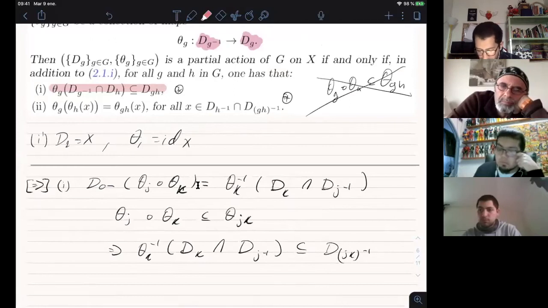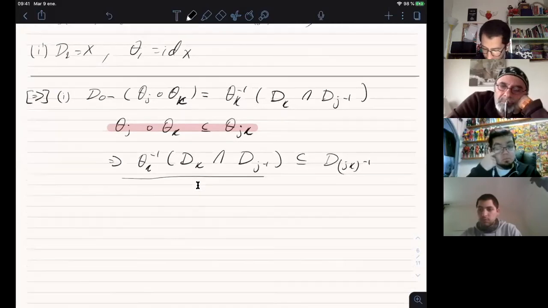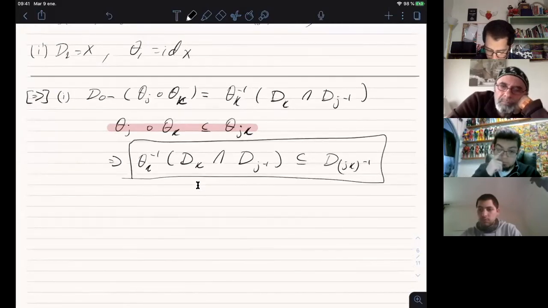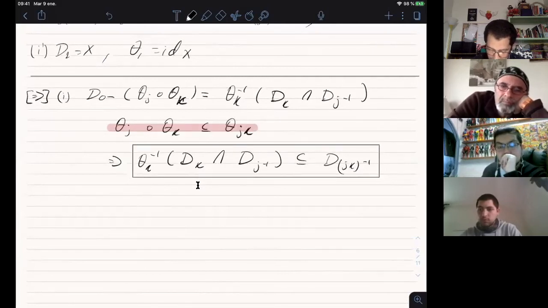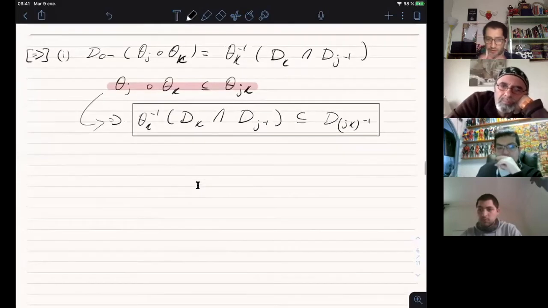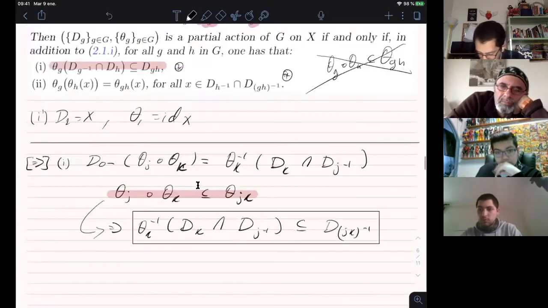And then what we are trying to see is what are the relations that we have in the domain of the composition of two elements. So we here are using condition 2 of partial actions. Then we have this relation here. This is because of this condition. Now, why did I do it this way? Because now we can make this 2 look like this 2 here.